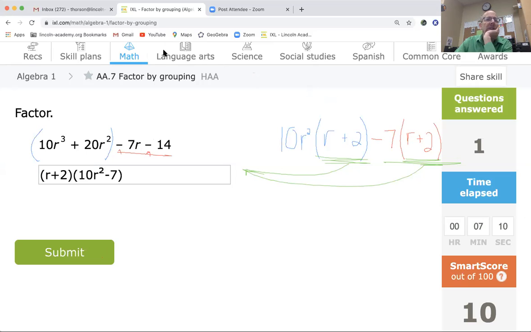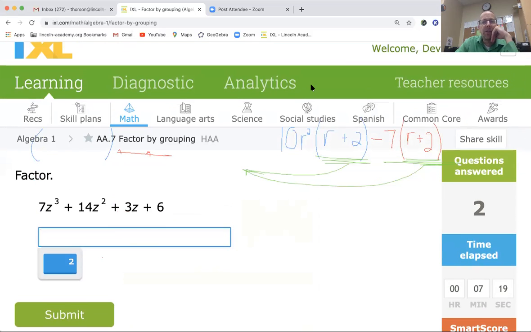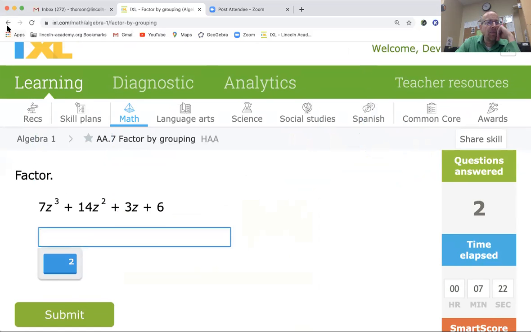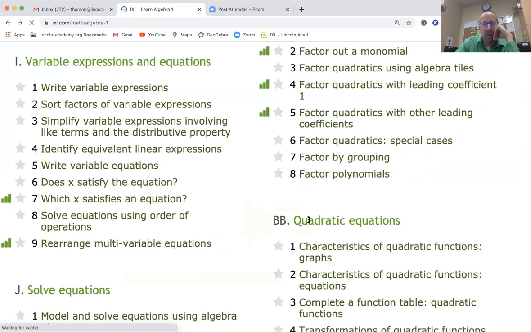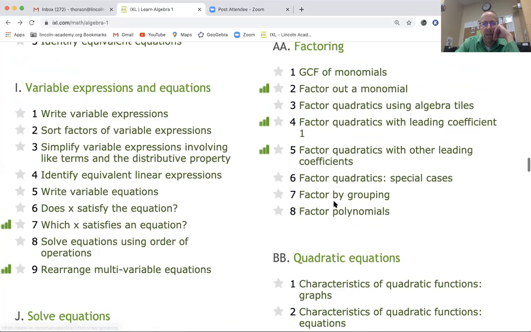So let's now use this process of factoring by grouping. Let's make sure we did it right. Hey, look at that. We did it right. It moved up. To factor by grouping on quadratics with a leading coefficient larger than 1, with other leading coefficients. Okay.